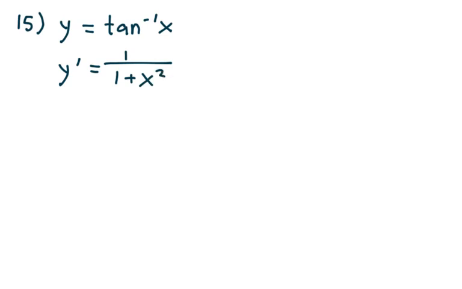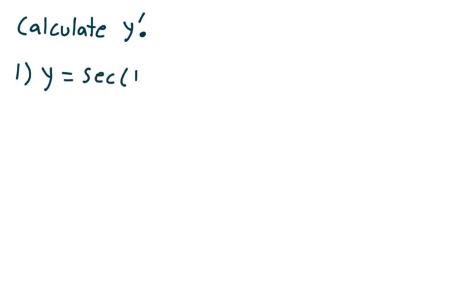Now, what I want to do from here is take a few derivatives. So the directions say to calculate y prime. And I want to first start off with this example. Suppose y equals secant of 1 plus x squared. So this is a classic chain rule problem.